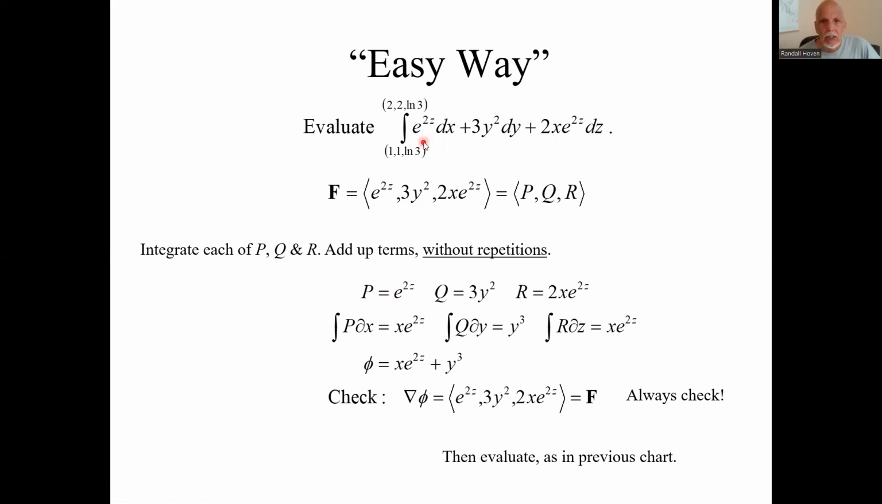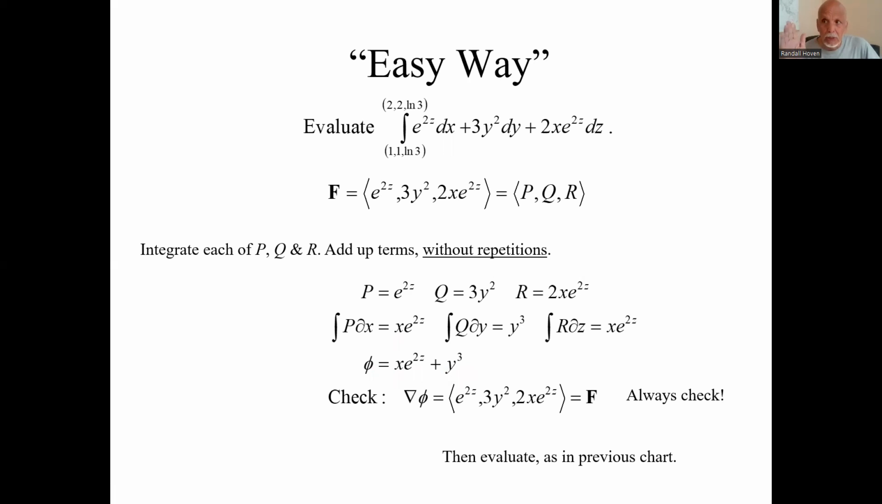So here's p. P is e to the 2z. Integrate that with respect to x, you get x e to the 2z. Q is 3y squared. Integrate that with respect to y, you get y cubed. R is 2x e to the 2z. Integrate that with respect to z, you get x e to the 2z. That's the same as we got from x. We have a repeated term, so we don't repeat it in the answer. So the phi, the potential phi, or the maybe phi, is x e to the 2z plus y cubed.